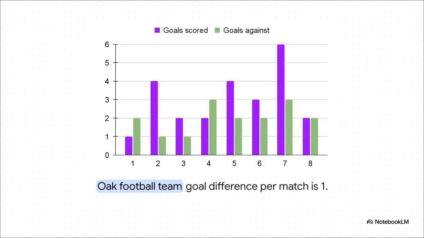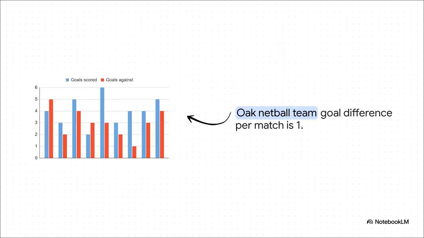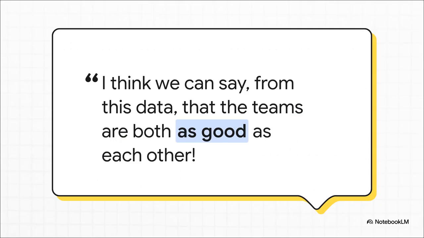Look at this. Over 8 matches, the football team's mean average goal difference was exactly 1. And over 9 matches, the netball team's mean average goal difference was also exactly 1. So the crucial takeaway here, mathematically speaking, both teams perform equally well overall.